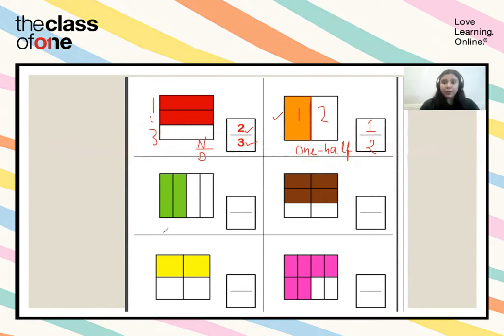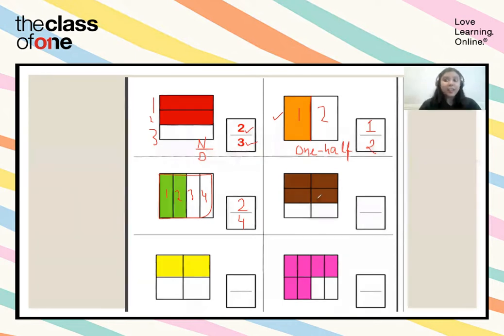Now let's move to the third figure. In this third figure, the entire whole box is divided into how many equal parts? Let's count together. 1, 2, 3, 4. So the bottom number is always the total number of parts. So the bottom number becomes 4. And out of 4 total equal parts, how many parts are shaded in green? Correct. 2 parts are shaded. So the fraction becomes 2/4. We say it as 2/4.